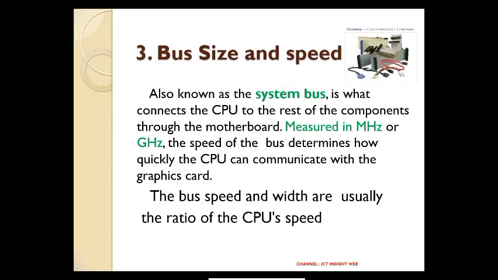The third factor is the bus size and speed. What is a bus? Buses are just wires bound together in order, and they transfer information from one component, or one aspect of the computer system, to another. It is known as the system bus. It connects the CPU to the rest of the components. From the CPU, other components of the computer are connected using this bus. And when your bus is fast, usually it contributes to your computer speed at the same time.